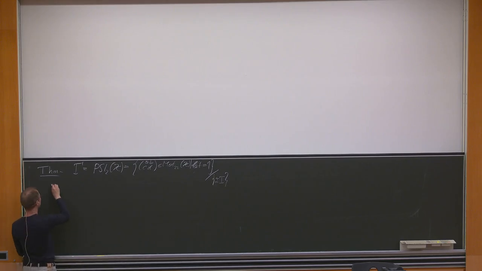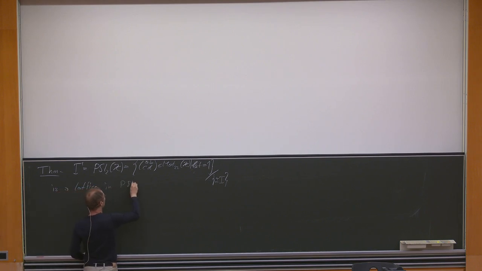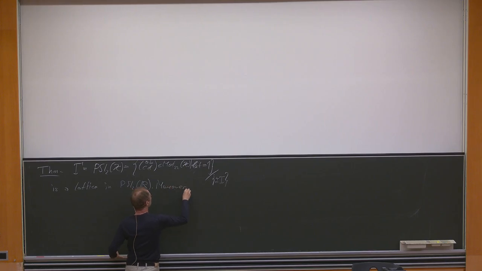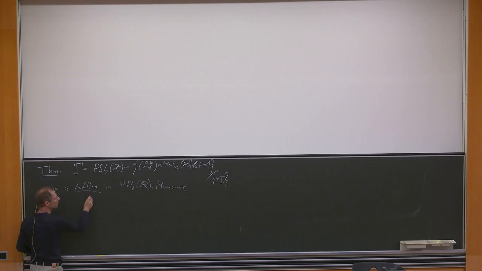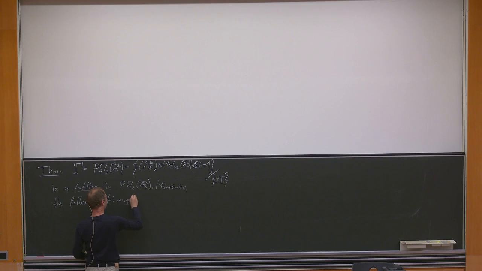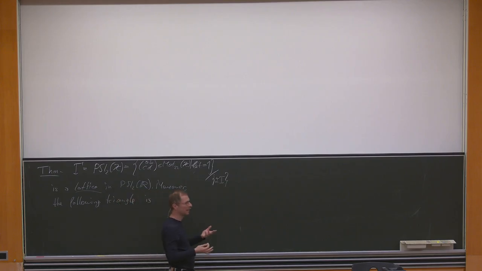then this is a lattice in PSL2R, which is the same thing as up there, where you put instead of the Z here an R. Moreover, and that also explains a bit this notion, moreover, the following triangle, it's a hyperbolic triangle, is, we can probably make it all the way precise, is a fundamental domain.